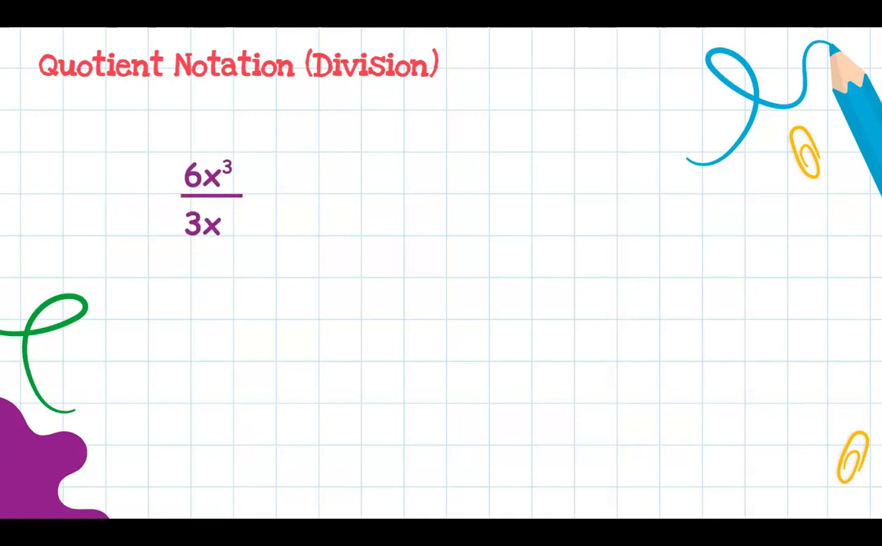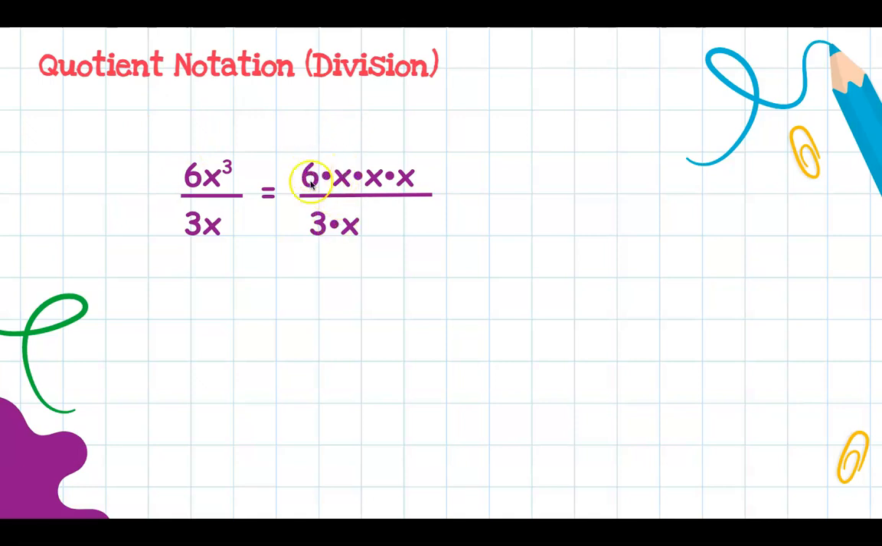Okay, so here you're going to look at an example that looks like a fraction. And as you know, a fraction is a form of division. So we have here the term 6x cubed divided by 3x. Okay, what I'm going to do is expand and make it longer. So 6 multiplied by x times x divided by 3x. So we have a numerator and denominator.